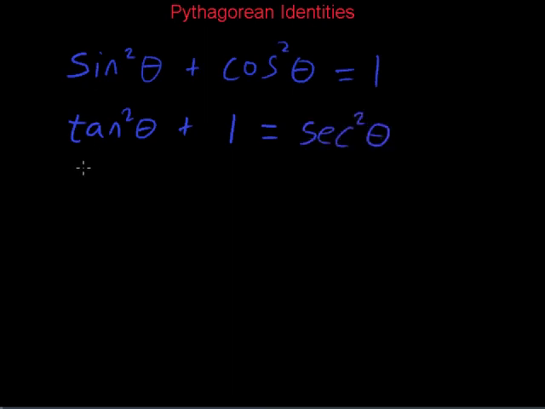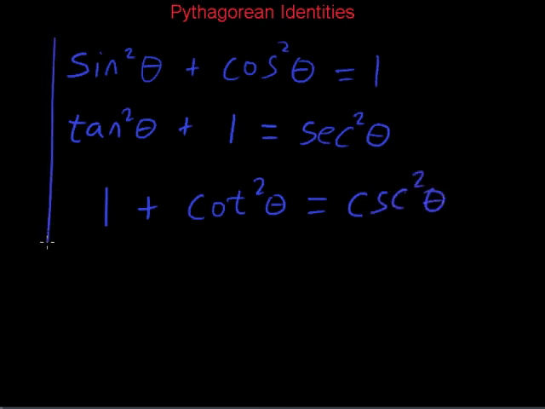Then to develop the third one, we just divided everything by sine squared, so that will give us 1. Sine squared over sine squared is 1. Cosine squared over sine squared is cotangent squared. And 1 over sine squared is cosecant squared. All right, there you go. That's our 3 Pythagorean identities.